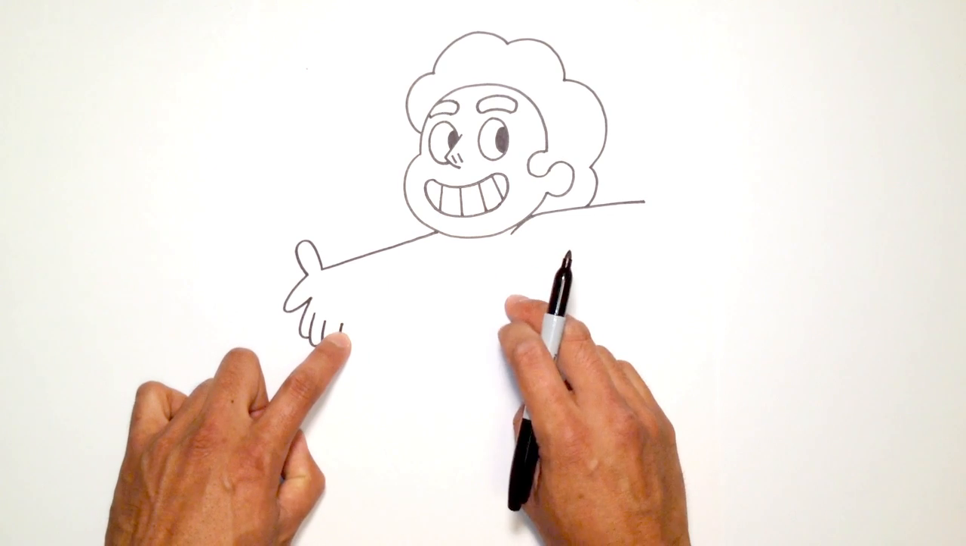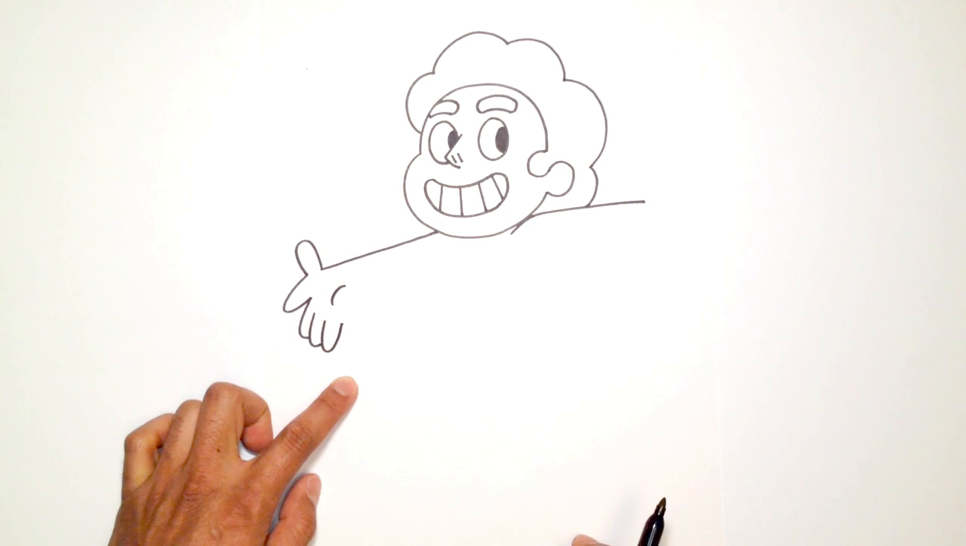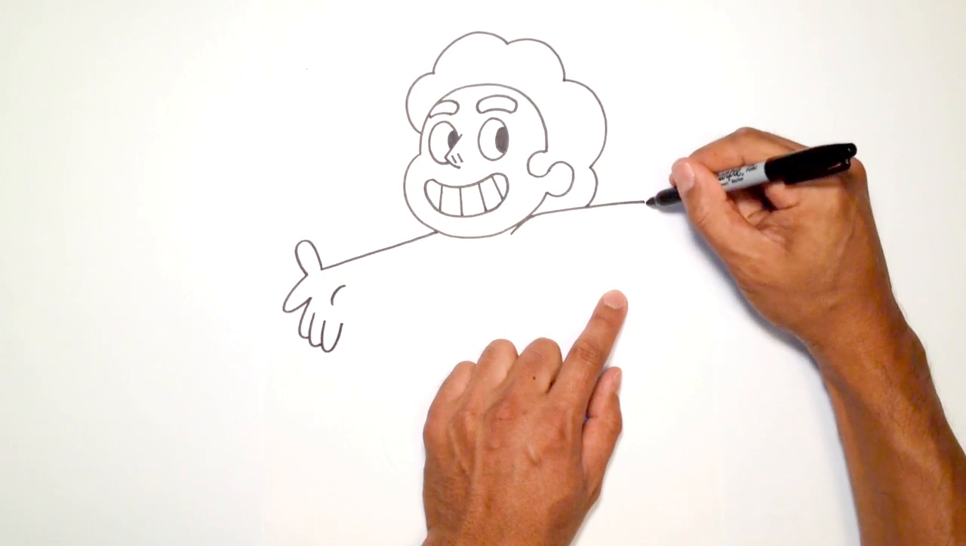From here, I'm going to go towards his body. Oh, let's do that little detail in his hand here. So he's got this little curve around his hand. Before I draw the arm going in towards his body, let's go to the right side and draw this hand.